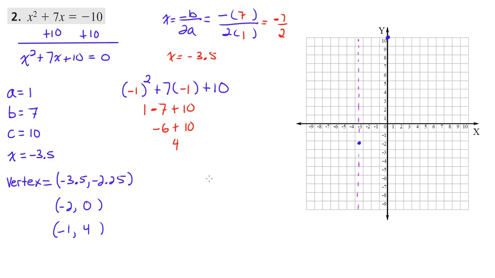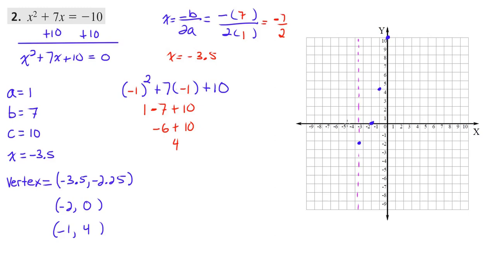Now let's go ahead and plot these. We have -2, 0 and -1, 4. And we already have 0, 10. So now let's go ahead and get the left side of our parabola by reflecting. So this point here is 1.5 steps to the right of the line of symmetry.